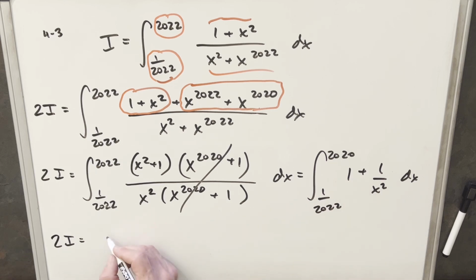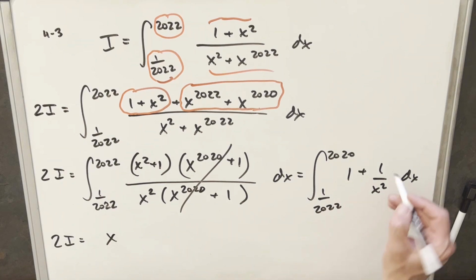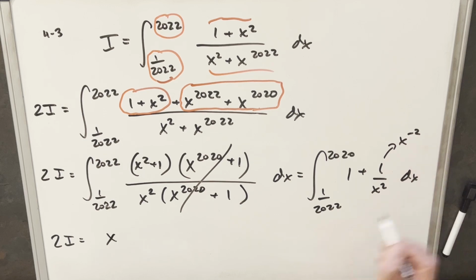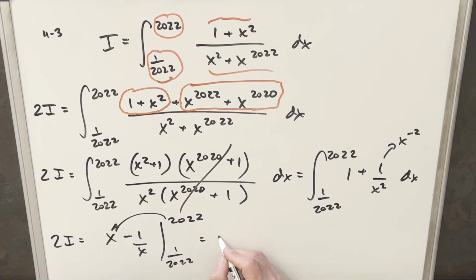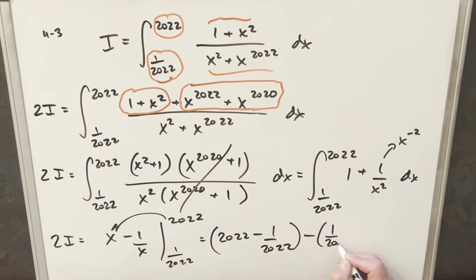Integrating 1, we're going to have x. Integrating 1 over x squared, that's the same thing as x to the minus 2, so integrating this with the power rule, we end up with minus 1 over x. We just need to evaluate this from 1 over 2022 to 2022. So plugging in 2022, we're going to have 2022. We're going to have a lot of 2022s. So this first piece is going to look like this. And then for the next piece, we're just going to have reciprocals. So plugging in 1 over 2022 here, we'll have this 1 over 2022, then minus the reciprocal of that, which is just 2022.